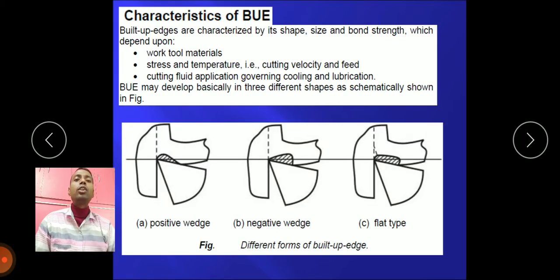So what are the characteristics of BUE? Build up edge is characterized by its shape, and it depends upon work and tool material, stress and temperature, that means cutting velocity and feed, and cutting fluid application, governing cooling and lubrication. This is positive rake, this is negative rake, and this is flat. These are the three types of form when build up edge is formed.